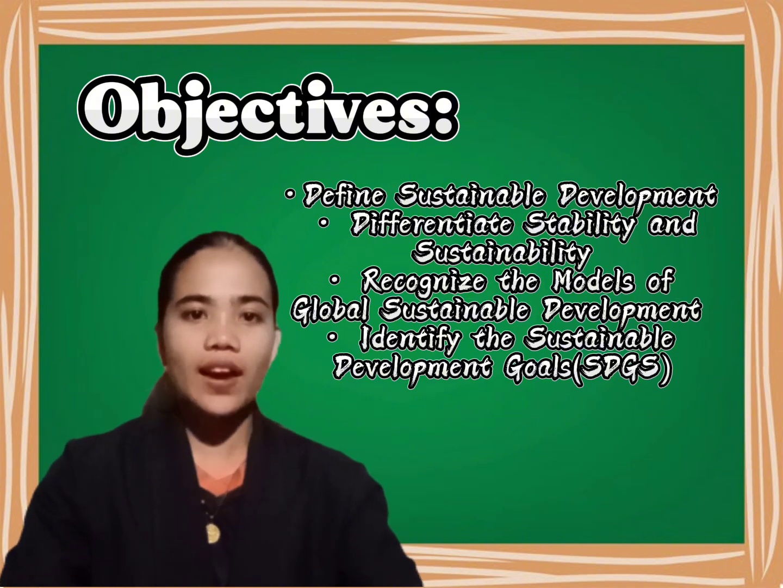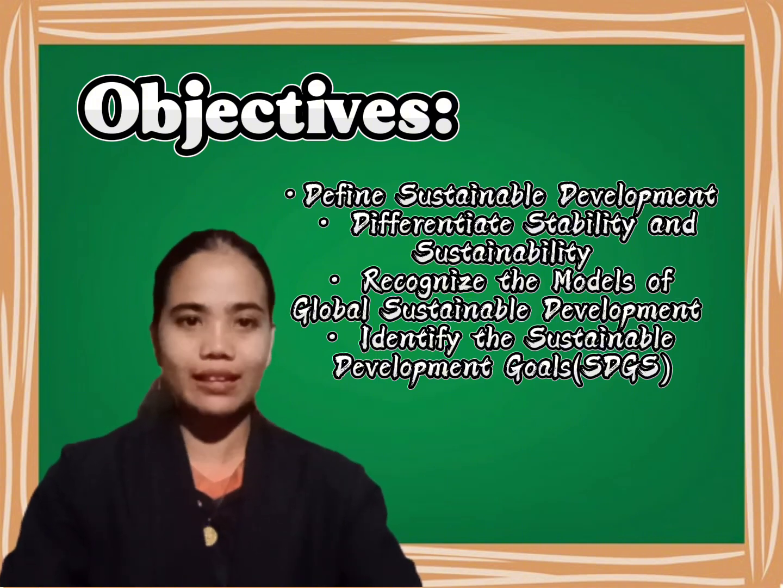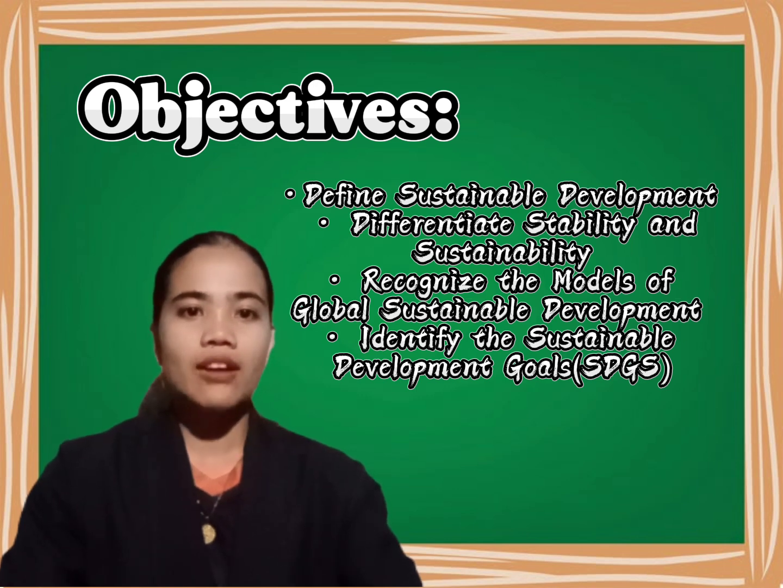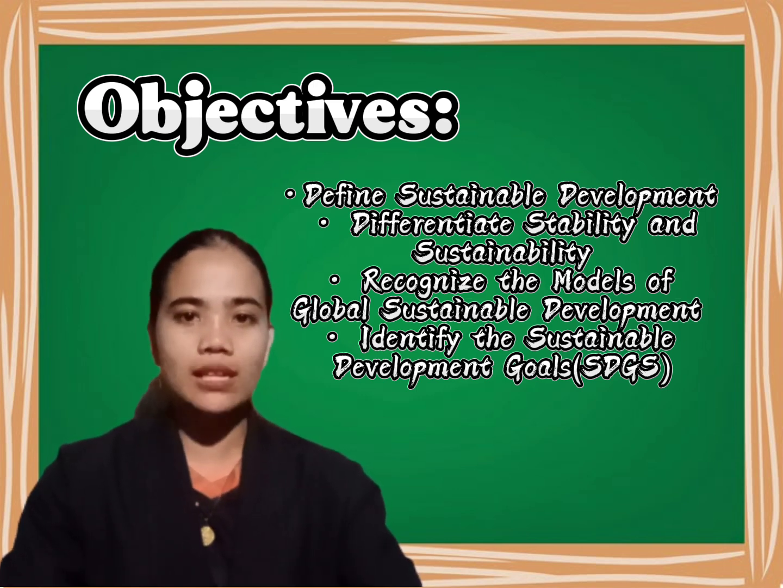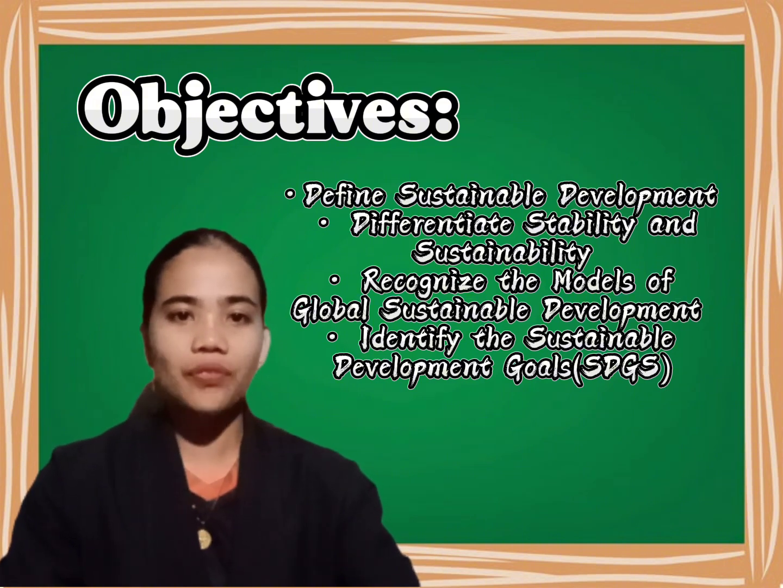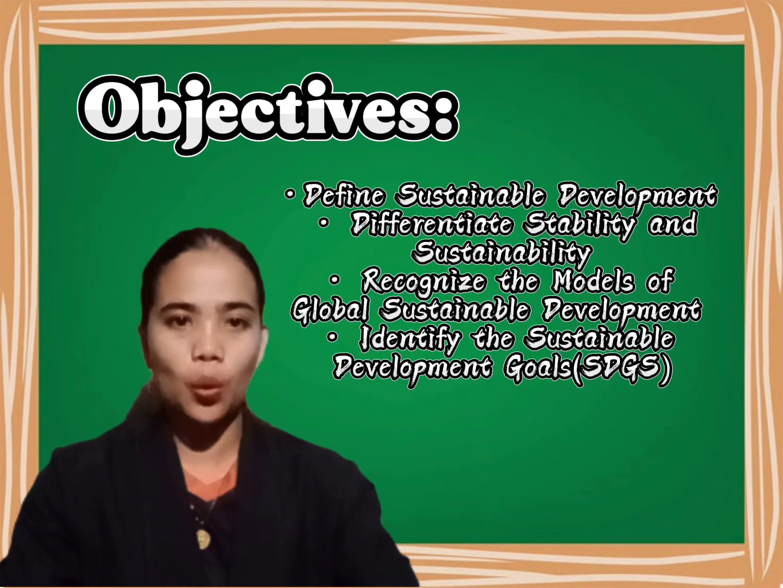I will discuss our objectives. First, define sustainable development. Second, differentiate stability from sustainability. Number 3, recognize the models of global sustainable development. The last one is identify the Sustainable Development Goals or SDGs.